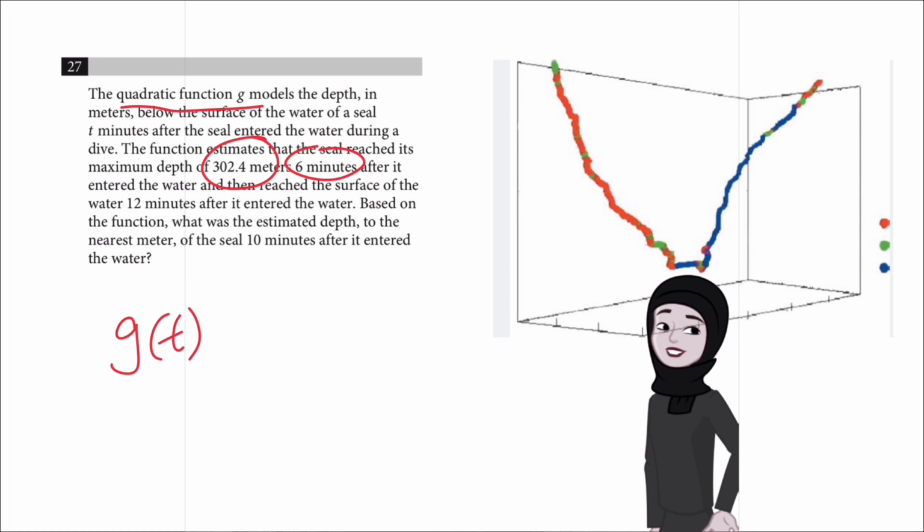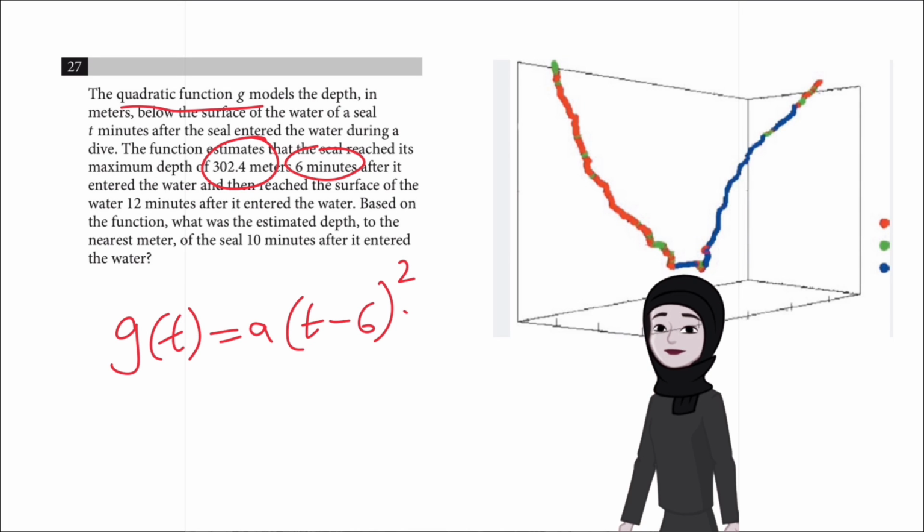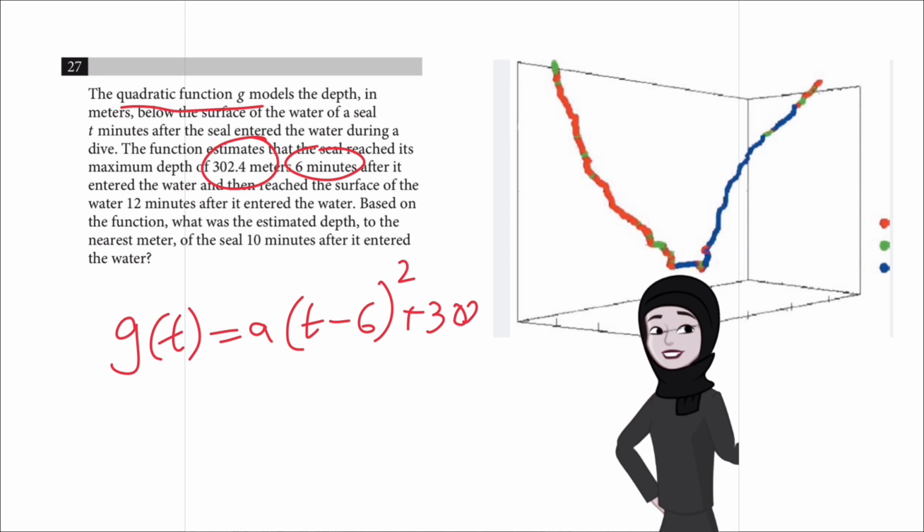Therefore, function g can be expressed in vertex form as g of t is equal to a times (t minus 6) squared plus 302.4, where a is a constant.